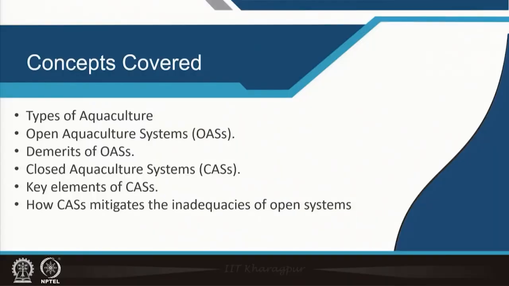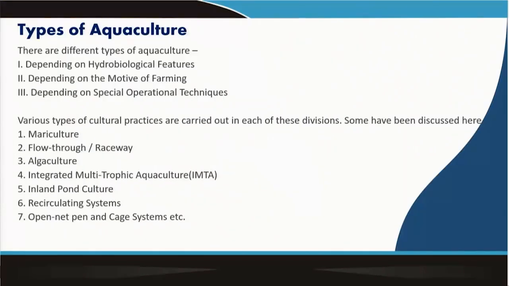The concepts that will be covered in this lecture are the types of aquaculture systems, open aquaculture systems, the demerits of OAS, the closed aquaculture systems and the key elements of CAS, and how closed aquaculture systems can mitigate the inadequacies of the open aquaculture systems.